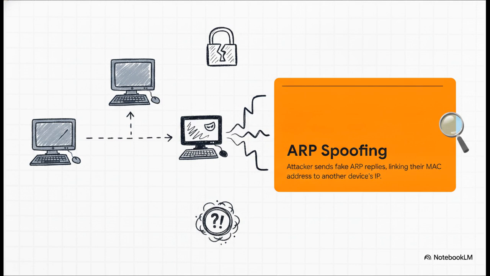And this leads us to ARP spoofing, sometimes called ARP poisoning. What completely blew my mind while researching this was just how easily an attacker can take advantage of this gullibility. They just start sending out fake ARP replies to devices on the network, falsely associating their own computer's MAC address with another device's IP address, which is almost always the router.